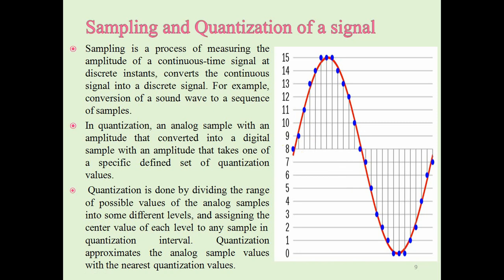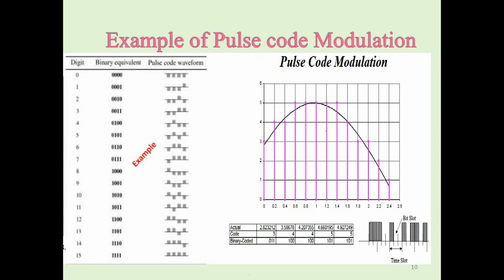Quantization is done by dividing the range of the analog samples into different levels and assigning the center value of each level to any sample in that quantization interval. Quantization approximates the analog sample value with the nearest quantization value.